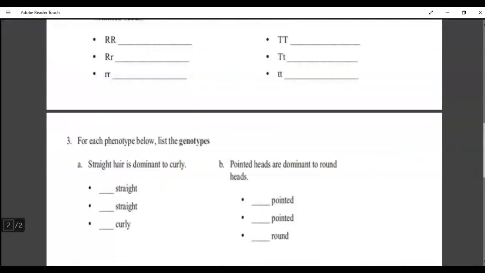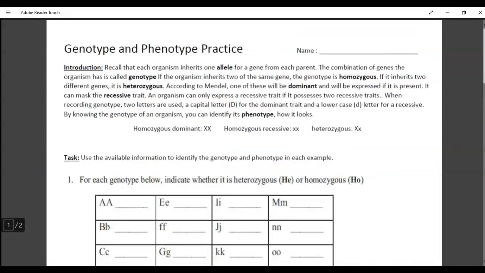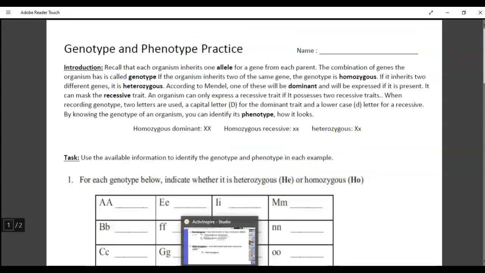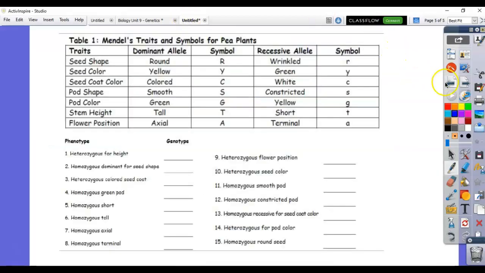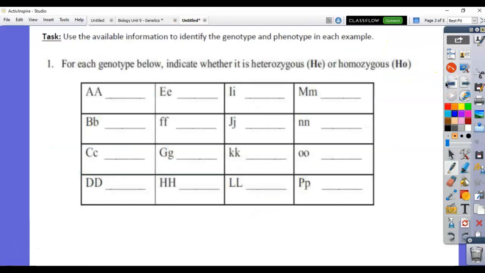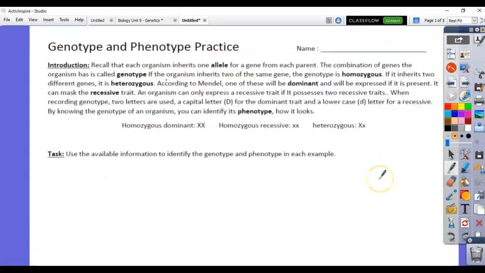You should have a worksheet. I'll scroll up here. This is what your worksheet looks like. I put it on a flip chart so that we can go through it together. Gotta go back to the front here. So let's read the top together. It says, recall that each organism inherits one allele for a gene from each parent. The combination of genes an organism has is its genotype, okay?